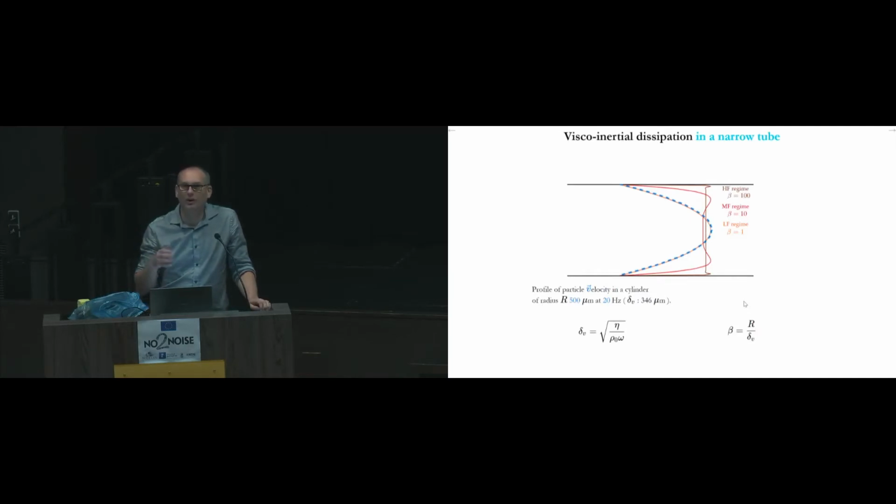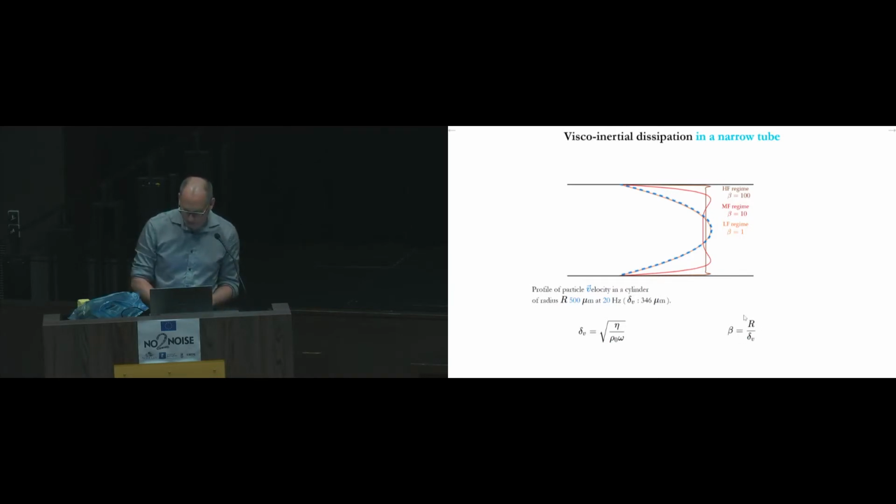In what I introduced just a minute ago, there was this viscous boundary layer delta V. We can get its expression, which is the square root of eta over rho 0 omega. Eta is the dynamic viscosity of air, so it's a quantity related to the air properties. Rho 0 is again the mass density of air at rest, so 1.2 kilogram per cubic meter, and omega is the pulsation.